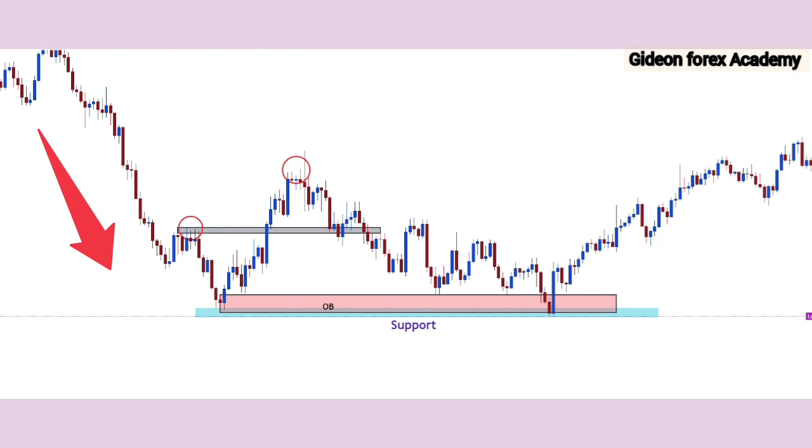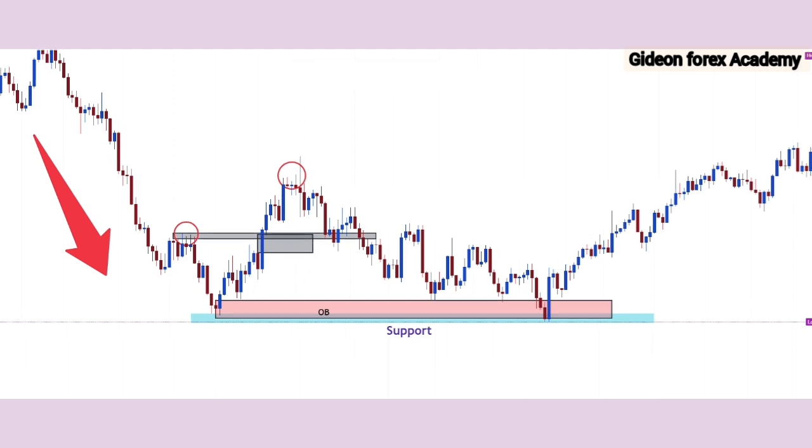So we are waiting for this. After the impulsive move, we can even see fair value gaps here. I'll indicate here, this is a fair value gap. You can see a fair value gap here. I'll just indicate that there. This is our fair value gap. This is our order block, and this is our support.